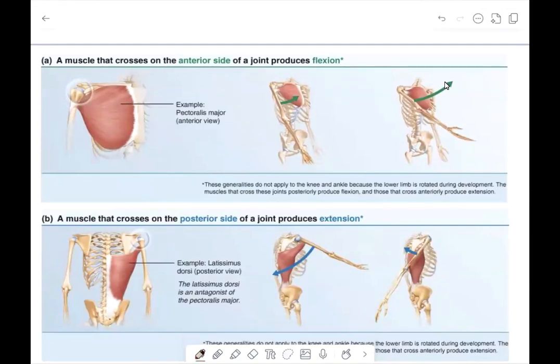So when we look at this slide and we first look at letter A, which is the muscle that crosses at the anterior side of a joint, it produces flexion. So the example here would be the pectoralis major on the anterior side, and it flexes the arm. So the arm would be the region where it flexes. The opposing muscle of that on the posterior side produces extension, and that would be the latissimus dorsi.